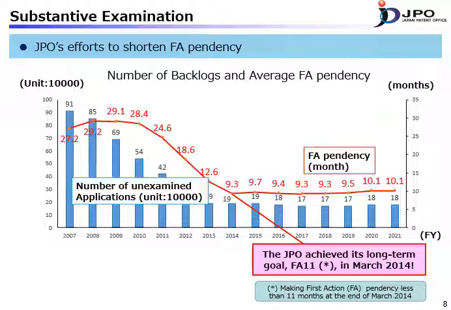10 years ago, the examination waiting period was actually almost 30 months. At the end of March 2014, the medium to long-term goal of reducing the average pendency from filing to issue of first office action to less than 11 months, called FA11 for short, was achieved. This became an extremely significant milestone in the history of the JPO. A major contribution to achieving the goal was the effort to increase the number of examiners.